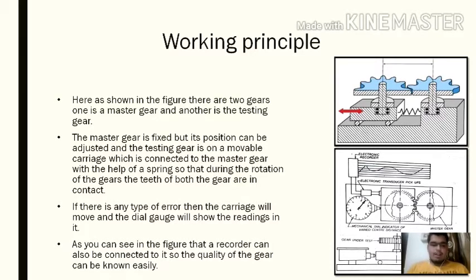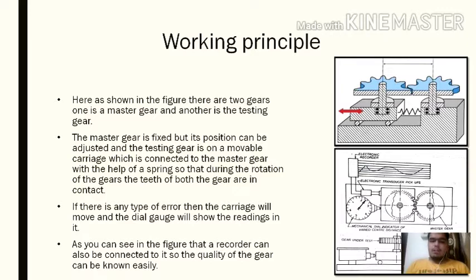Here, as shown in the figure, we can see that there is one gear which is a master gear and another is the testing gear. The master gear is fixed firmly, but its position can be adjusted, and the testing gear is on a movable carriage which is connected to the master gear with the help of a spring, so that during the rotation of the gears, the teeth of both gears are in contact and meshed. The dial gauge is kept attached to the carriage. If there is any type of error, then the carriage will move and the dial gauge will show the readings. As you can see in the figure, a recorder can also be connected to it, so the quality of the gear can be known easily.